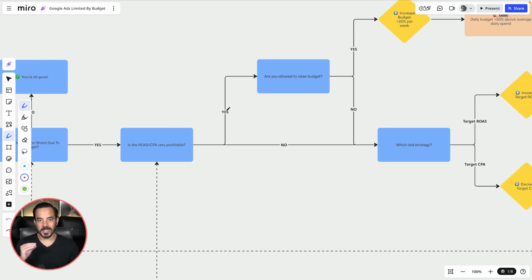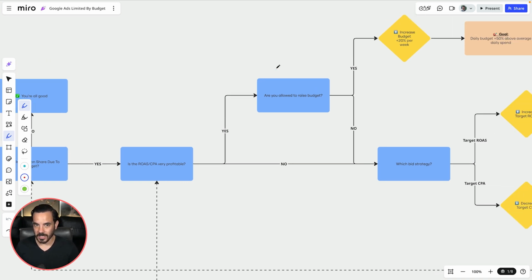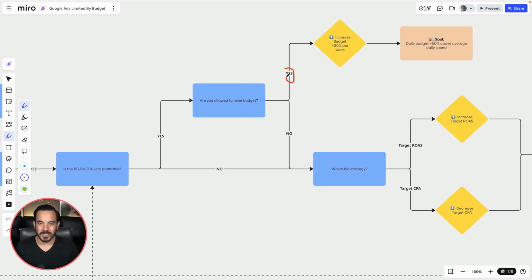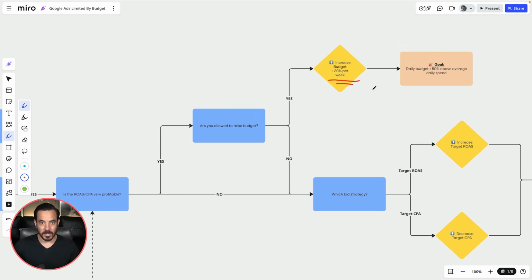But if you answer yes to this question, then the next question is if you are actually allowed to raise the budget. If the answer here is yes, then it's simple. Raise your budgets. To be safe, you can go with the guideline of raising it by 20% per week.